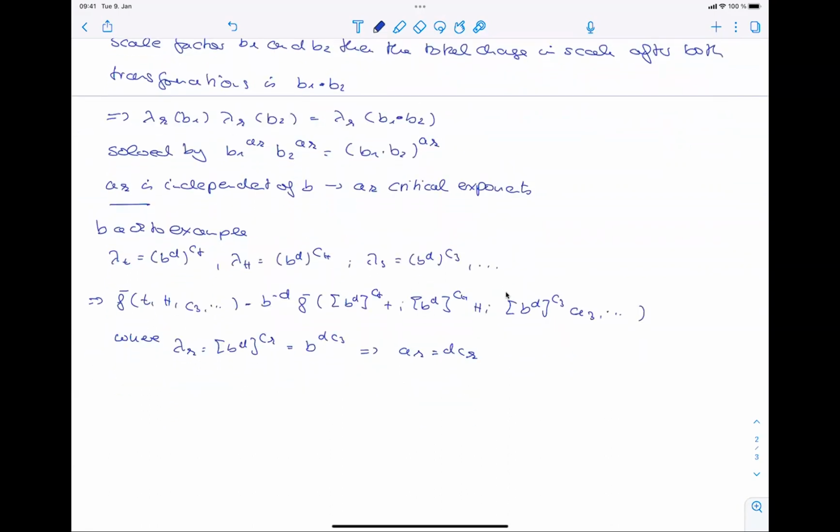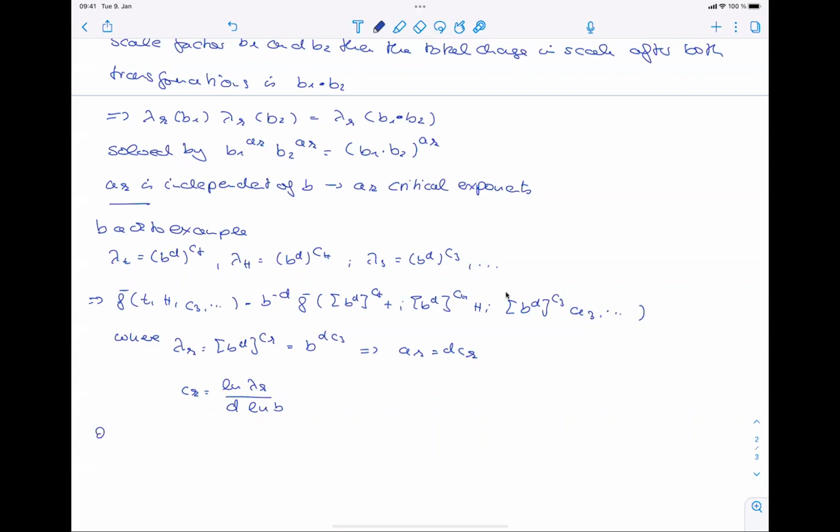And reorganizing that also tells us that the CK are ln lambda k over d, the dimension, not derivative, ln b. And so we can learn about the critical exponents from the eigenvalues, or the signs of the eigenvalues, of the variables.